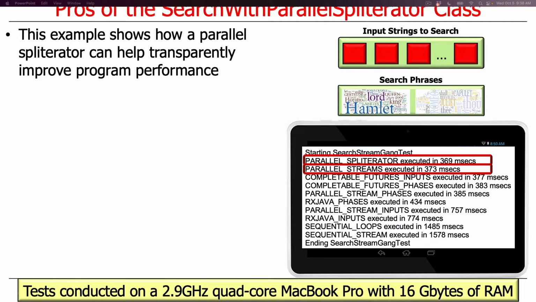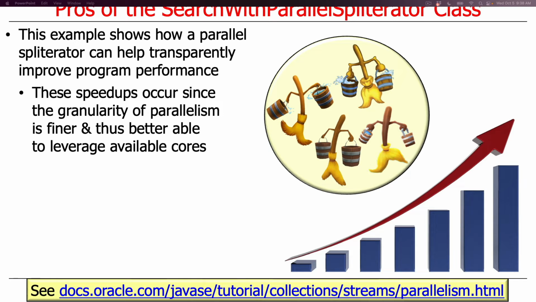But you can see that the spliterator version that was more aggressive did, in fact, work better. Why does that occur? It occurs because the granularity of parallelism is finer. There's more things to do at the same time. And therefore, we're able to do a better job of leveraging the available cores.